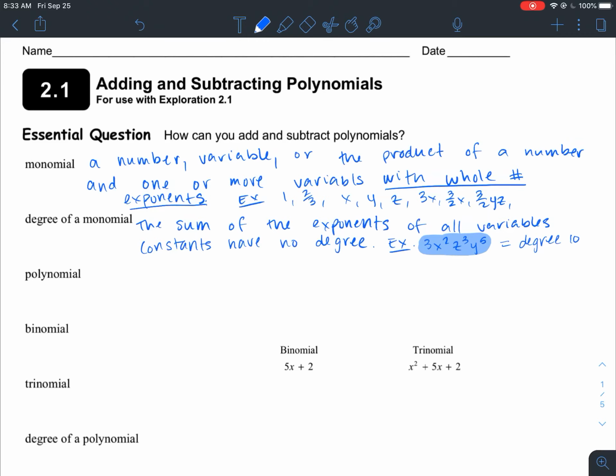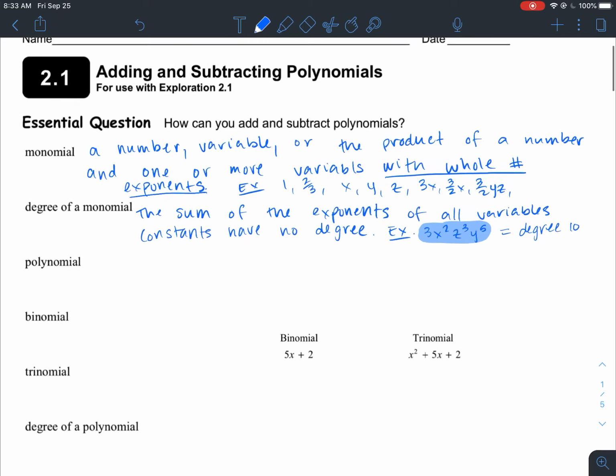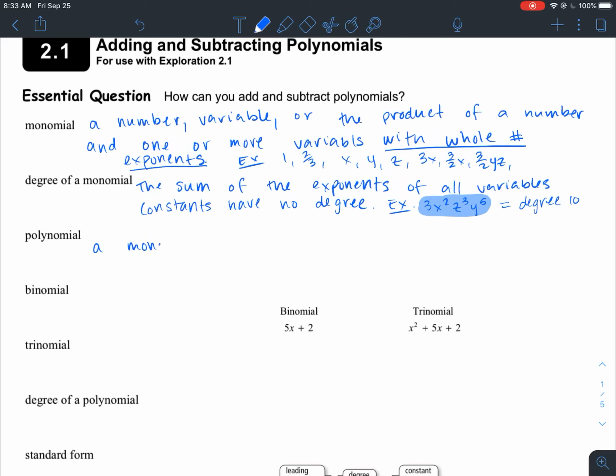Okay, so now to polynomial. A polynomial is a monomial or a sum of monomials. So a monomial counts as a polynomial, but a polynomial can also be a sum of monomials. For example, you could see 3x squared plus 2x plus 1. This would count as a polynomial, because it's a sum of three different monomials. This is a monomial, this is a monomial, this is a monomial. It's a sum of three monomials, so that's a polynomial. Okay?